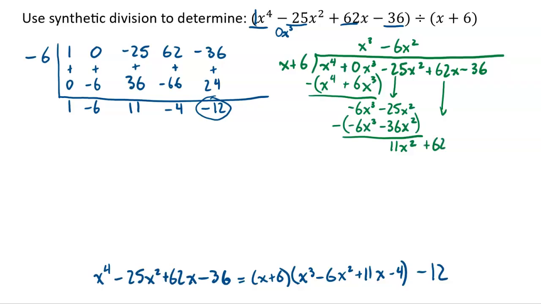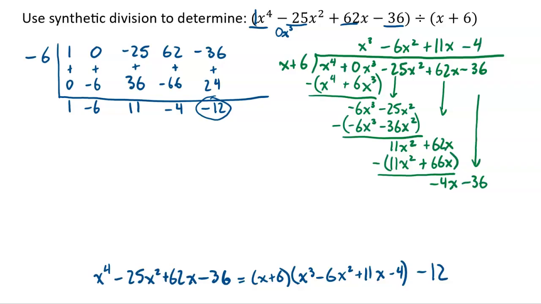I keep going, do this process over and over again. I bring down the 62x. Now I have 11x that I'm multiplying by the x plus 6. That's going to give me 11x squared plus 66x. I subtract all of that from the line above it. And what I get is negative 4x. Bring down the negative 36. Now I multiply by negative 4 to get the same first coefficient. So that gives me negative 4x. And the negative 4 times 6 gives me negative 24. If I subtract all that from the line above it, I get negative 12 as my remainder.